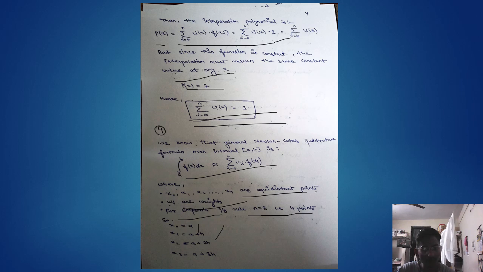So x0 is a, x1 is a plus h, x2 is a plus 2h, and x3 is a plus 3h.